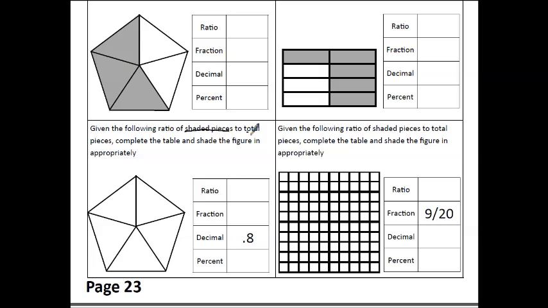Given the following ratio of shaded pieces to total pieces, complete the table and shade the figure appropriately. So I have 0.8, and I know that that is called 8/10. So 8/10, I could write that as a fraction and simplify, dividing the top and bottom by 2, and I'll get 4/5. So my simplified fraction is 4/5. And that means that I have 4 shaded compared to 5 total. So I'm going to shade in 4 of the 5. Now the ratio, the first number is 4 and the second number is 5 in the fraction, so that's going to be the same in our ratio.